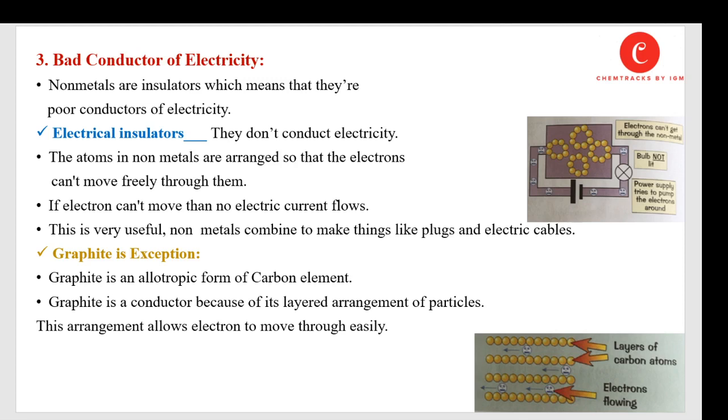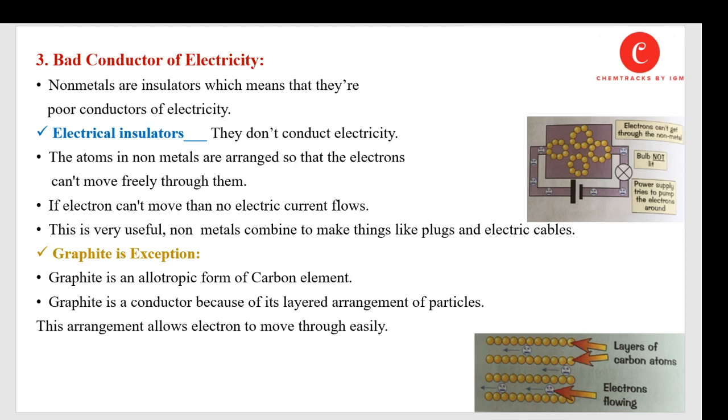You can see from the diagram, all the atoms or particles inside a non-metal are arranged in a very specific manner, so there is no space or place for the free movement of electrons. If electrons can't move, then no electric current flows, or no electric charge can flow between the particles of non-metals. This is very useful. Yes, bad conduction of non-metals is also useful for us because non-metals are used to make things like plugs and electric cables. But there is also one exception, that is graphite.